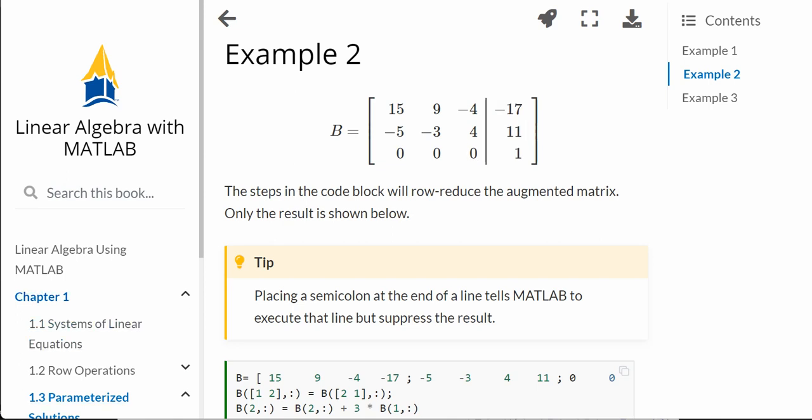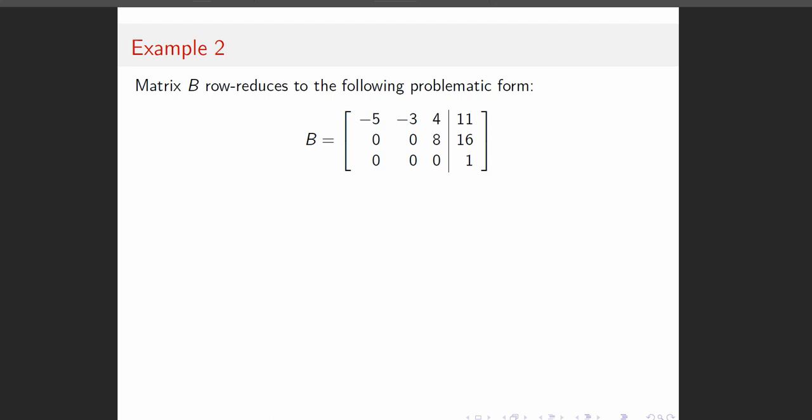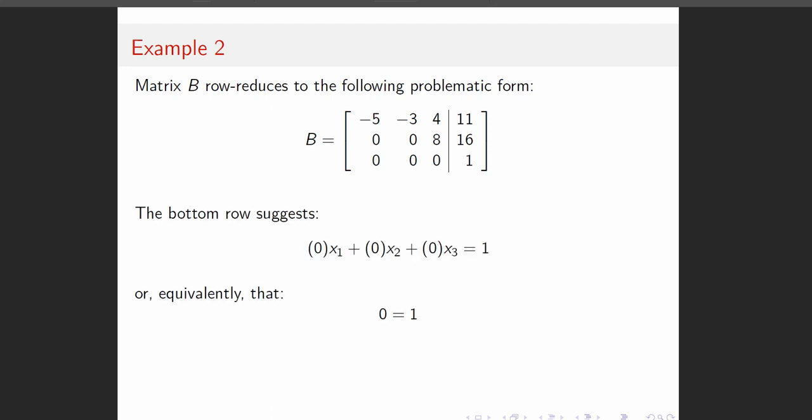But what's happening? Well, look at this bottom row. This bottom row is saying that 0 times x sub 1 plus 0 times x sub 2 plus 0 times x sub 3 equals 1. I can write that out, but what I'm getting is 0 equals 1. And we're like, what? Oh my goodness. 0 cannot equal 1, so what does this mean? Well, this means that there are no solutions.